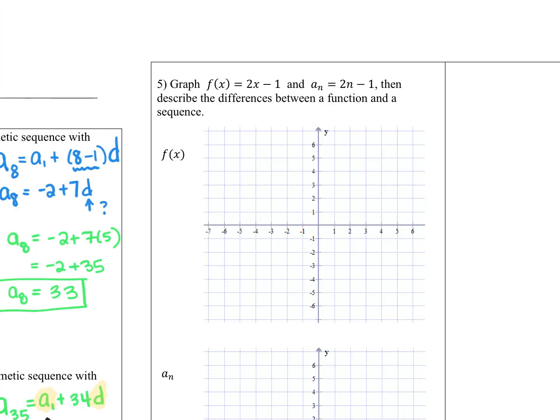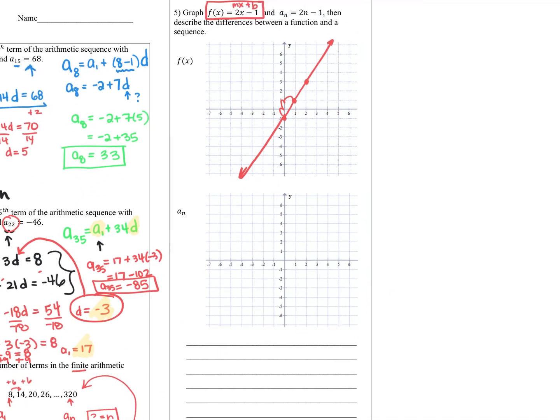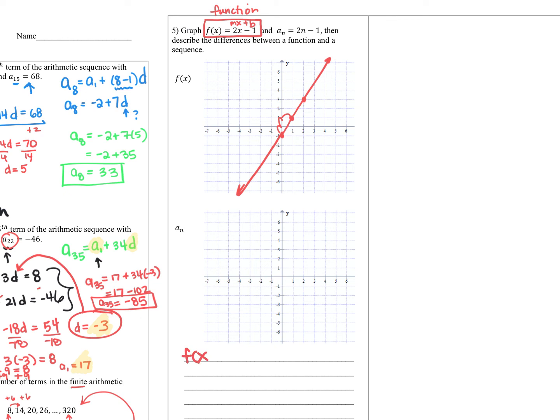All right, and then moving on to the last two, again, just making sure we're familiar with all of our notation. So we know that this is a function, and if I'm going to graph that, it's a line, and it has a y-intercept of negative 1. The slope is 2, because again, it's in that form, mx plus b. So we're going to go up 2 over 1, up 2 over 1, and here x can be anything we want it to be. Its domain is negative infinity to infinity.